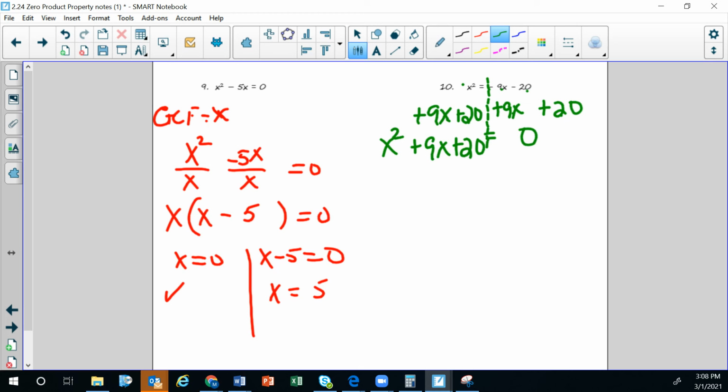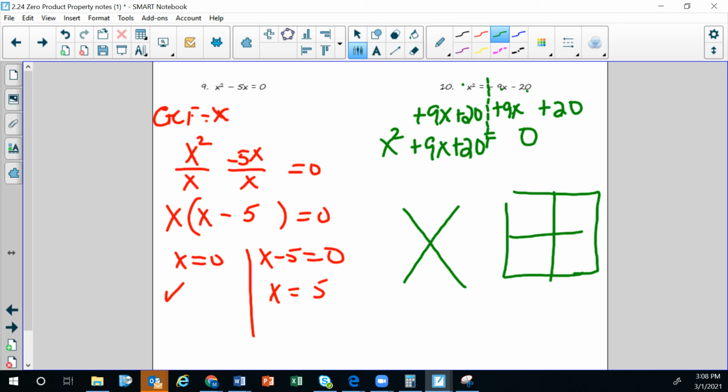And so let me use my X box now. Okay, I drew the box first. All right, let's try this again. Let's draw the X box. All right, X and then the box. Okay, and so I'm going to have an x squared there. I'm going to have a 20 there. I need to find these two terms for the corner boxes.